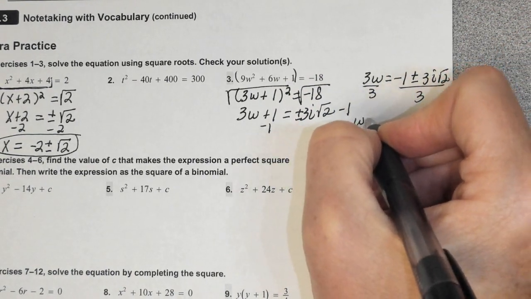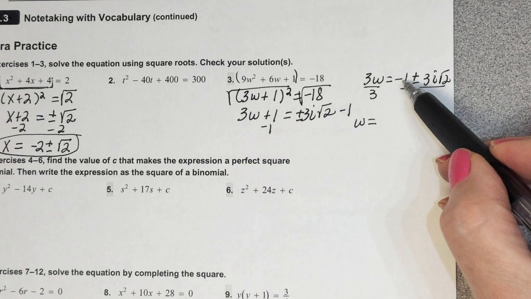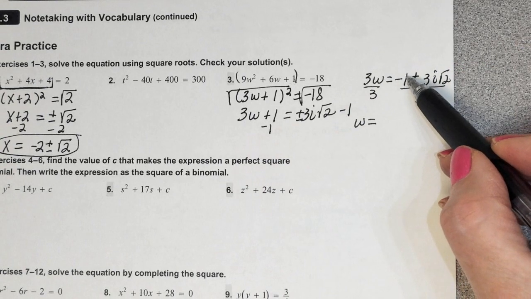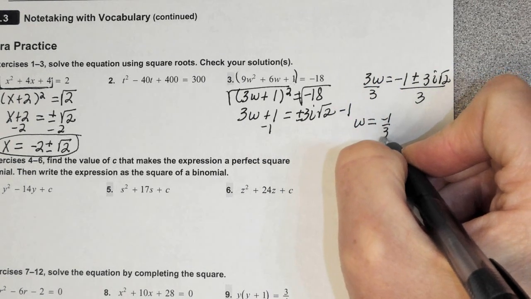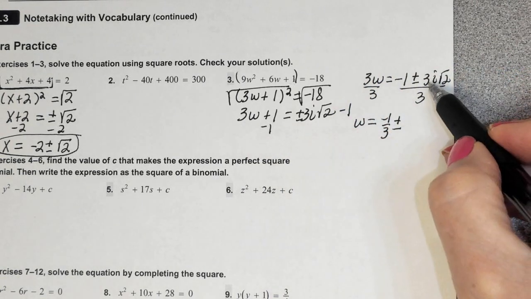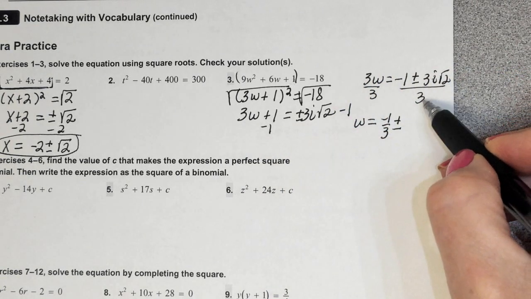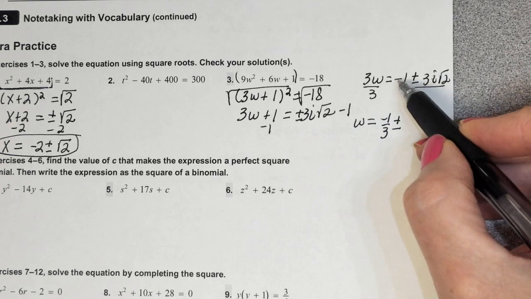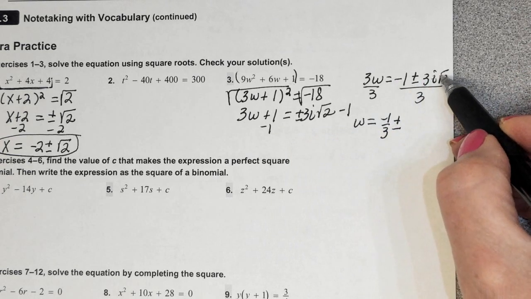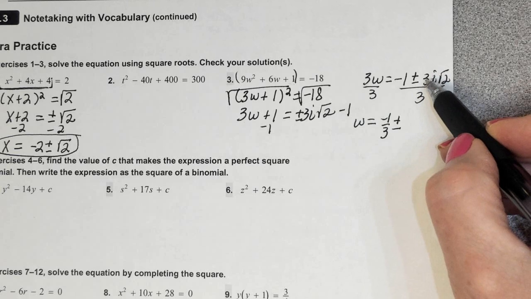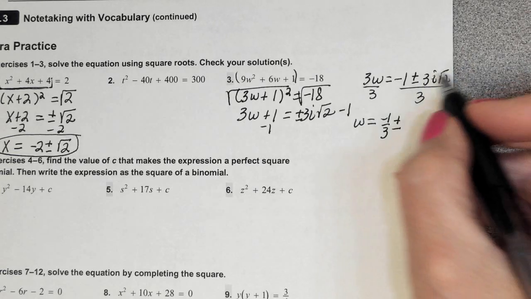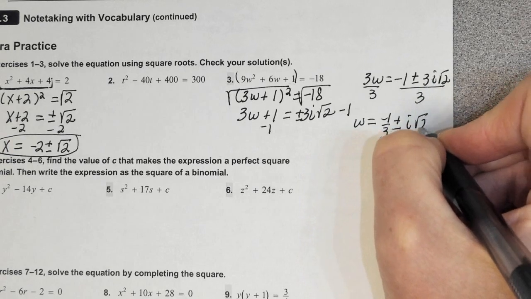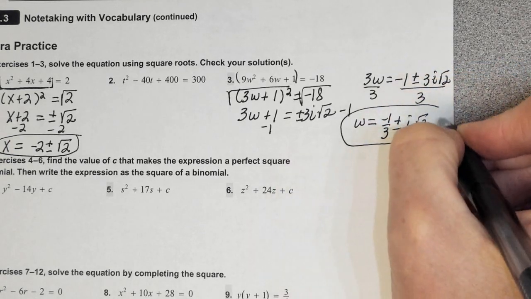Now watch what my final answer is. Look at this. This is a term. So I would have negative 1 is getting divided by 3. Plus or minus, and then I have 3i radical 2 that's getting divided by 3. See, this is getting divided by 3, and this is getting divided by 3. So what's 3i radical 2 divided by 3? Just i radical 2. And this would be our solution.